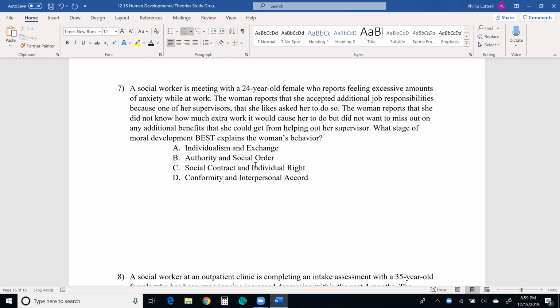A, individualism and exchange. B, authority and social order. C, social contract and individual rights. D, conformity and interpersonal accord. When you have your answer, type the word mince into the chat.